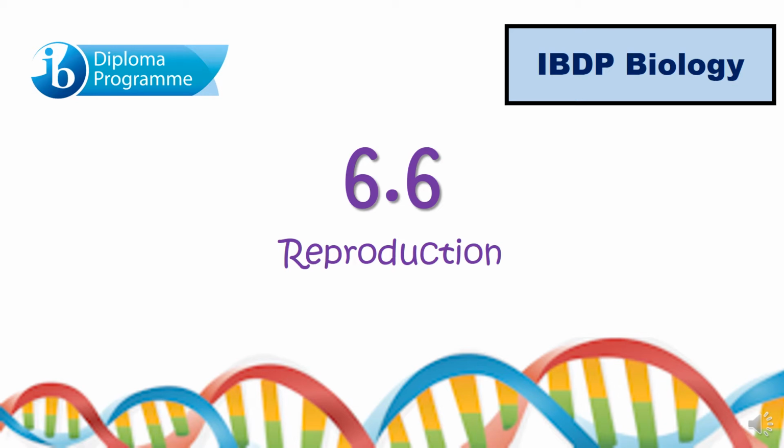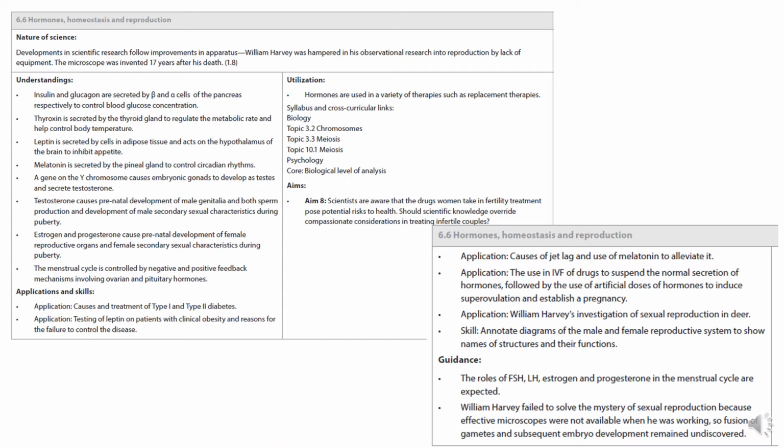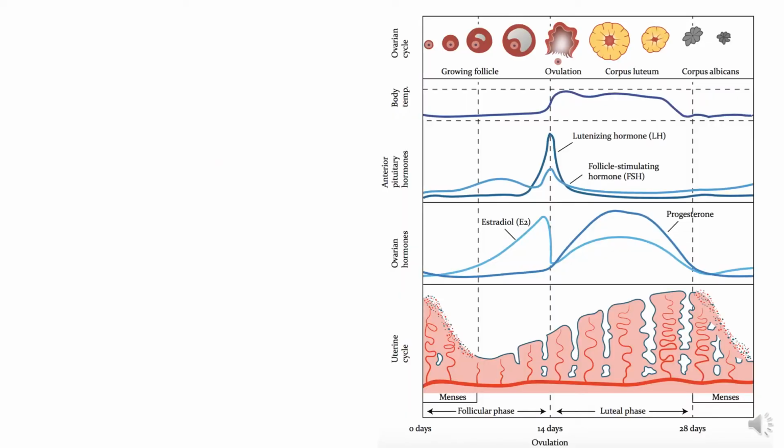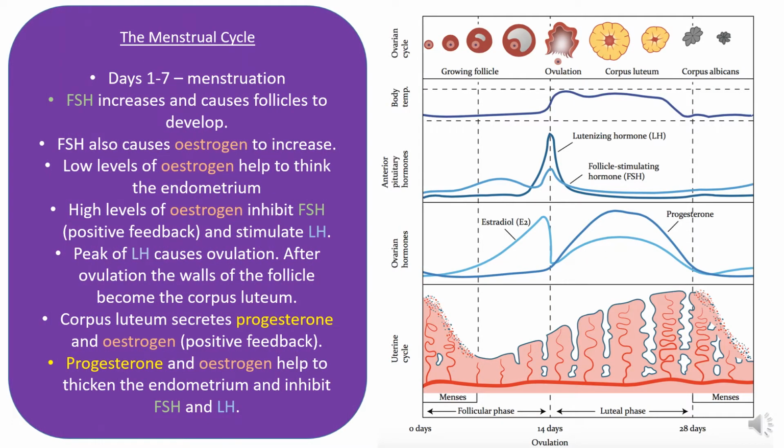3.6, part 2, the reproduction section. Application, if you want to pause and have a look at it with the menstrual cycle. Now, there is literally no easy way to remember this. There's no kind of tricks or anything that makes this any easier than just learning it and recalling it.